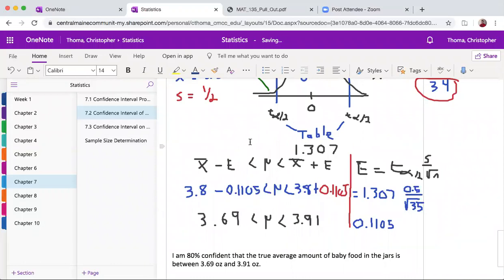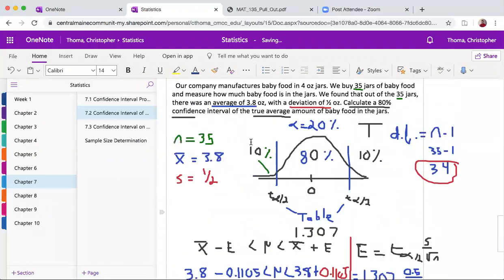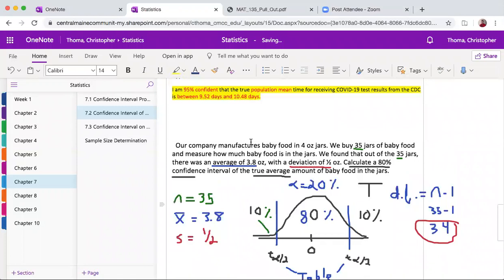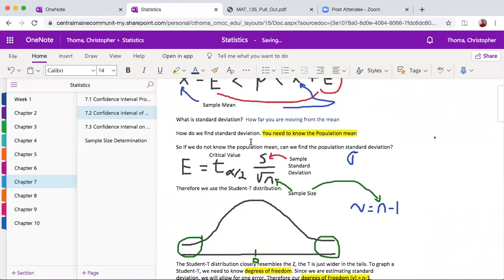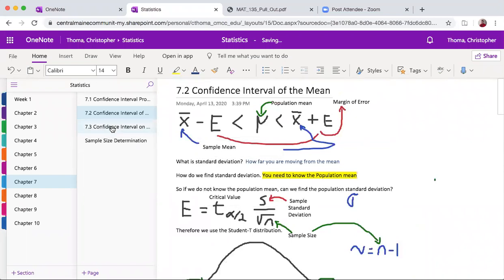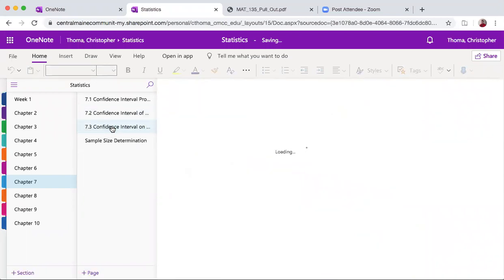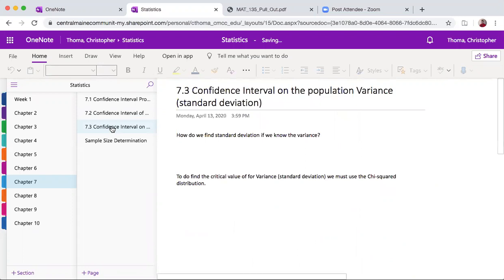All right. So there are confidence intervals for the mean. We jump over to 7.3 and we do confidence intervals of the variance.